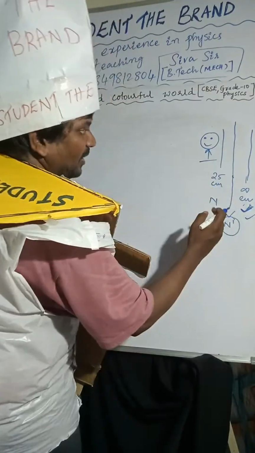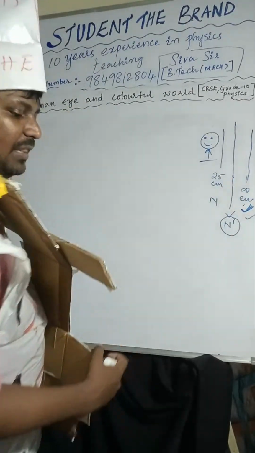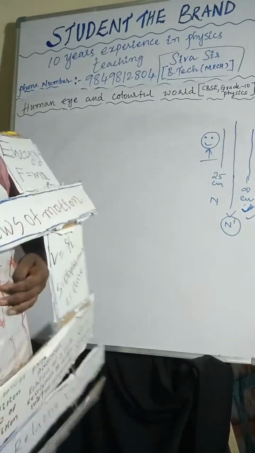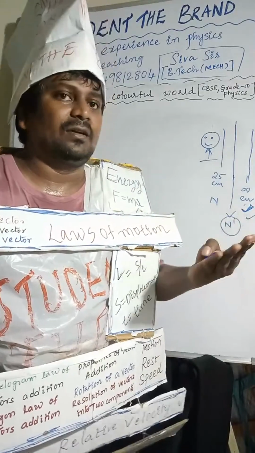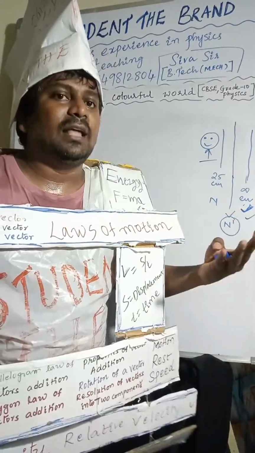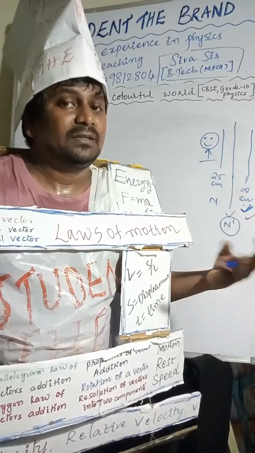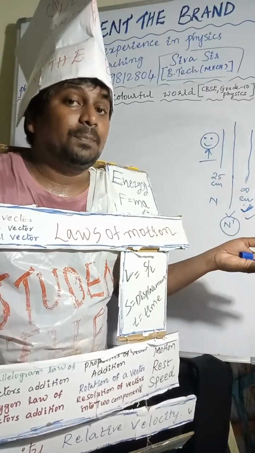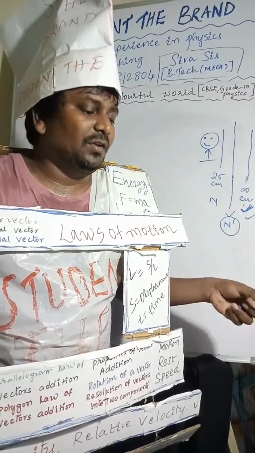The near point of a hypermetropic person is more than 25. You can observe some people place books at a certain distance while reading, because their near point is more than 25. That person has hypermetropia.